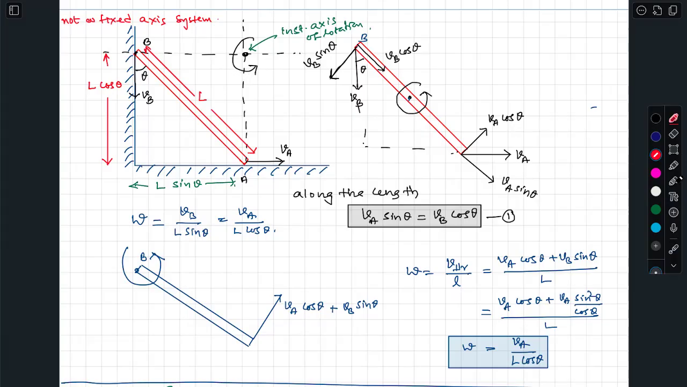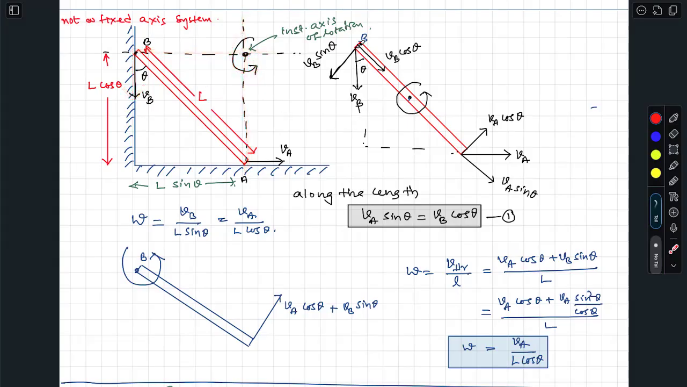You may ask me now how to find the instantaneous axis of rotation. This is VA, and I will draw a line perpendicular to this velocity direction. Similarly, at that instant, this is velocity VB. I will draw a perpendicular. These two perpendiculars meet only at the center of rotation, and that is at that instant. Remember, the next instant, B is not here, A is not here. Therefore, only at that instant, about this point, the entire rod is rotating, and it is a pure rotation. Such a point is called the instantaneous axis of rotation.